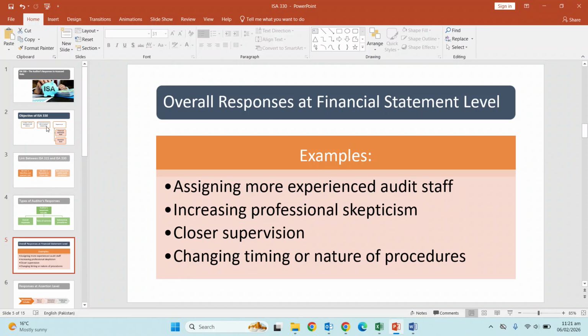So, here are overall responses at the financial statement level. Overall responses are designed to address risks that affect financial statements as a whole. Examples include assigning more experienced audit staff, increasing professional skepticism, increasing supervision, and modifying the audit strategy. These responses are especially important where there is a weak control environment or a risk of management override of controls.